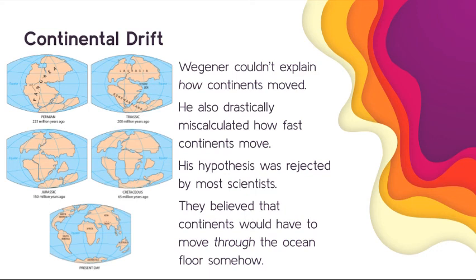Wegener called this idea continental drift, and he couldn't really explain why it worked. He just thought that it happened and left it up to scientists later to figure out how. Most scientists, while Wegener was alive, didn't believe that this could work at all. But today, we know that Wegener's ideas weren't wrong.